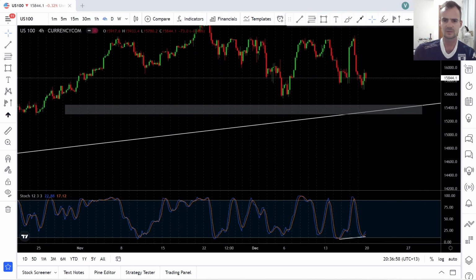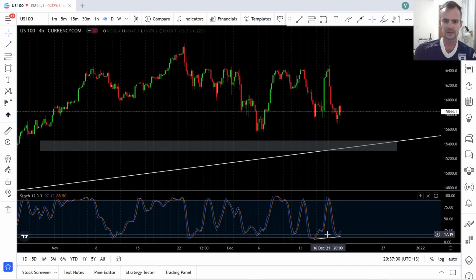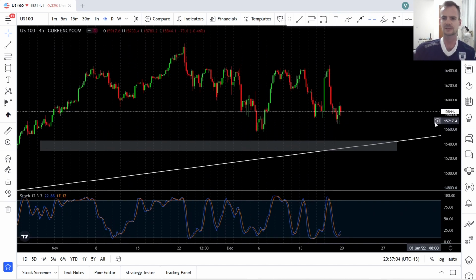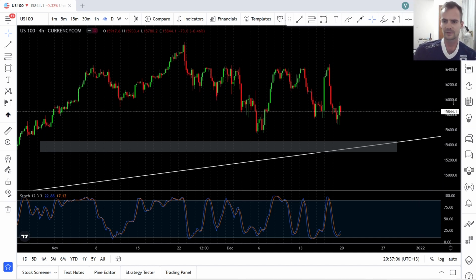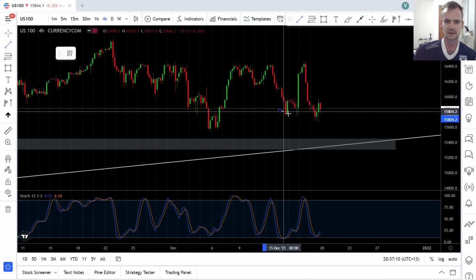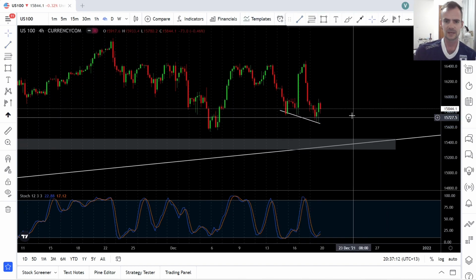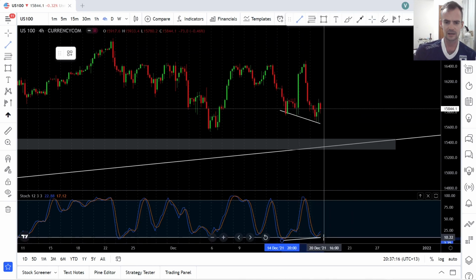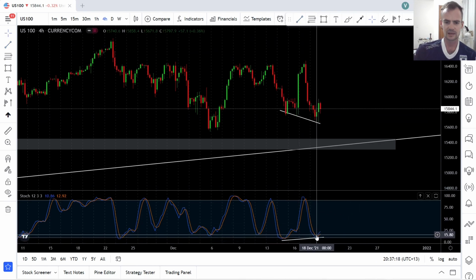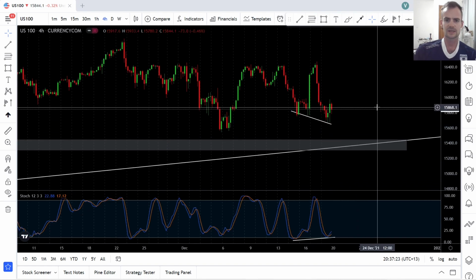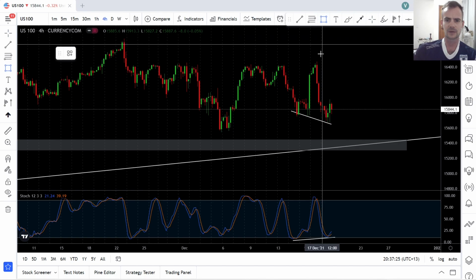Okay, that's on the daily time frame, but I'm looking at the 4-hour time frame for an entry this week. And the reason being, I just want to show you here quickly, there's a number of reasons. One of the reasons is that we are getting a stochastic divergence. We can see our price is making lower lows, but the stochastic is making higher lows. Plus we're getting a crossover there on the stochastic.